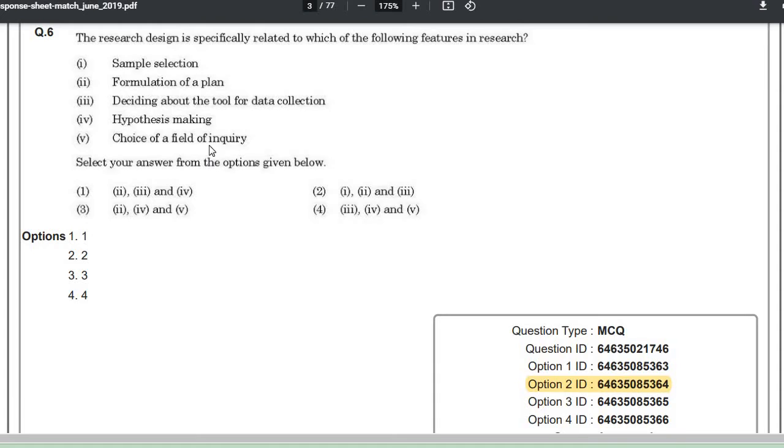So for sample selection, formulation of the plan, deciding about the tool for data collection, hypothesis making, choice of field inquiry. First of all, we have to find out the sample, okay, and then we have to formulate the plan, and then deciding about the tool for data collection. Hypothesis making and choice of field inquiry are further things. So we have to select the second option, which is sample selection, formulation of the plan, deciding about the tool for data collection. This one is the correct answer for this question number 6.